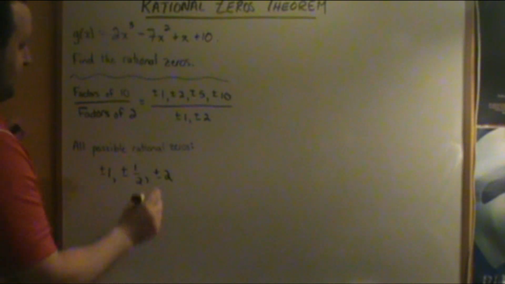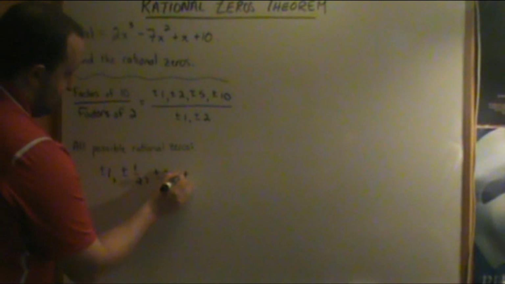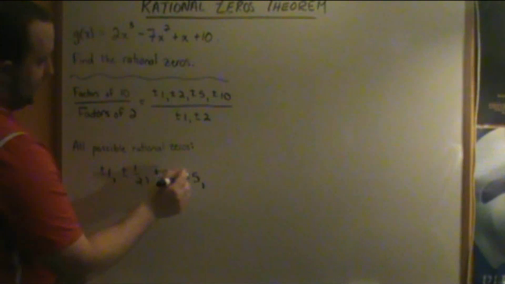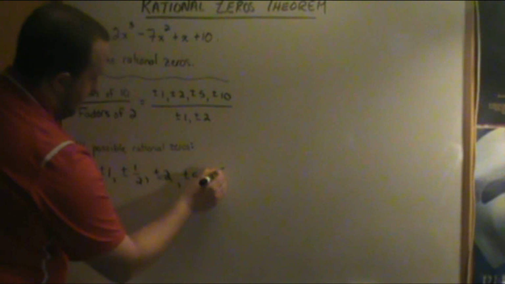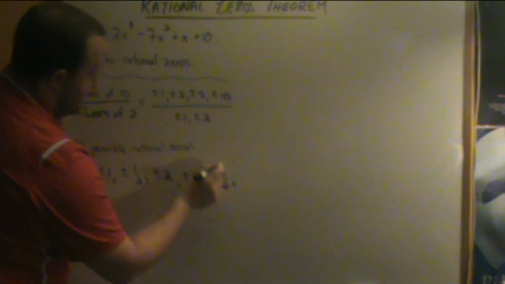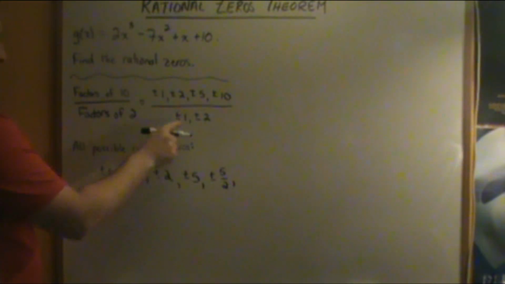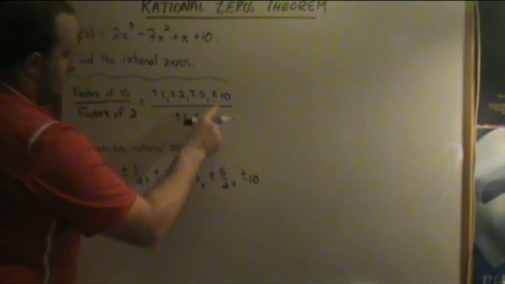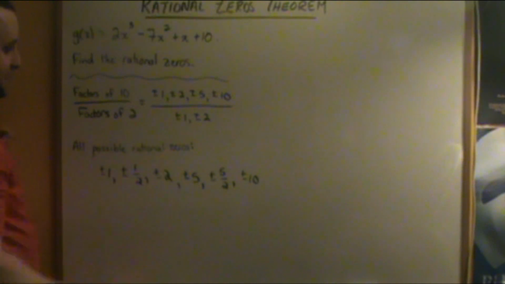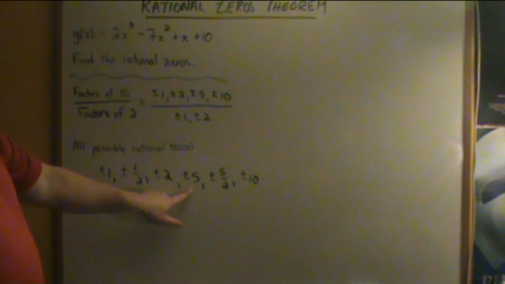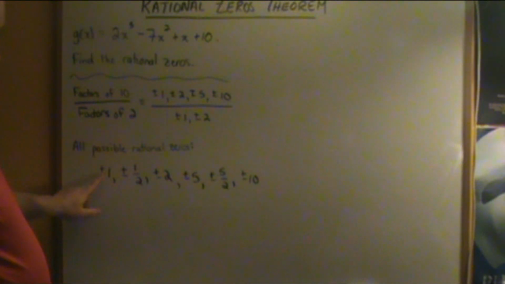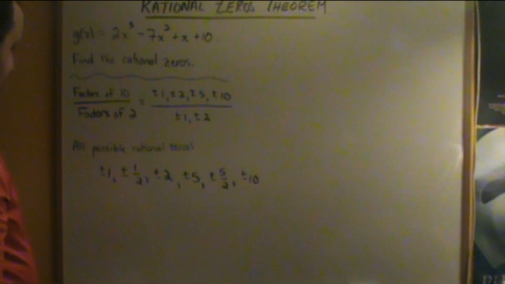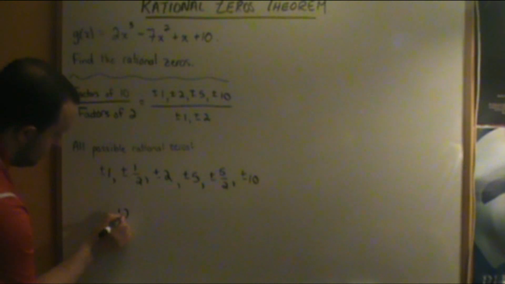Positive or negative 5 divided by positive or negative 1 is positive or negative 5. Positive or negative 5 divided by positive or negative 2 is positive or negative 5/2. Positive or negative 10 divided by positive or negative 1 is positive or negative 10. And positive or negative 10 divided by positive or negative 2 is going to be positive or negative 5. So we have 1, 2, 3, 4, 5, 6, 7, 8, 9, 10, 11, 12 possible rational zeros.